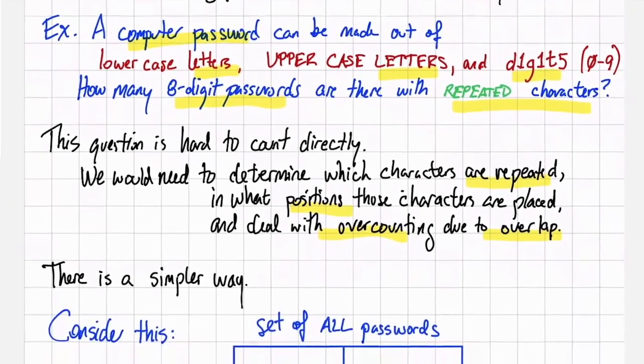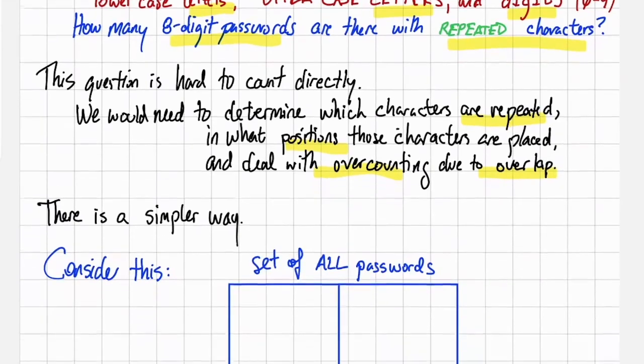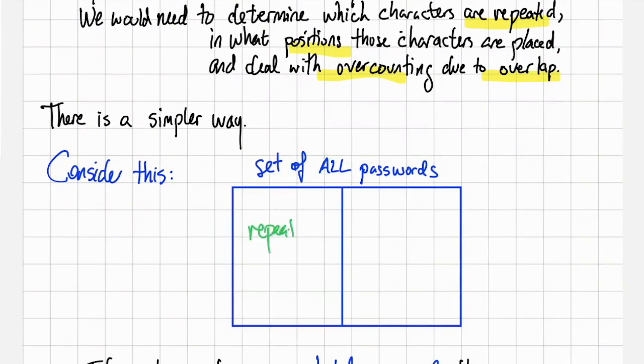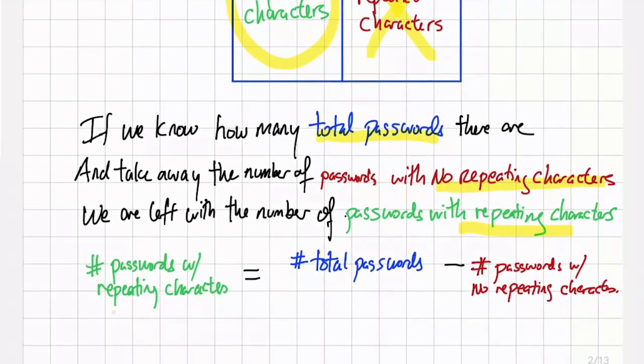There's a simpler way to do this. Let's think about the structure of this set of passwords. We're trying to count 8-digit passwords that have repeated characters. So if we took the set of all passwords, some of them have repeated characters and some of them don't. So that means if we know how many total passwords there are and take away the passwords that have no repeating characters, we'd be left with the set of things that we want to count, the passwords with repeating characters. As an equation, we would say the number of passwords with repeating characters is equal to the number of total passwords minus the number of passwords with no repeating characters.